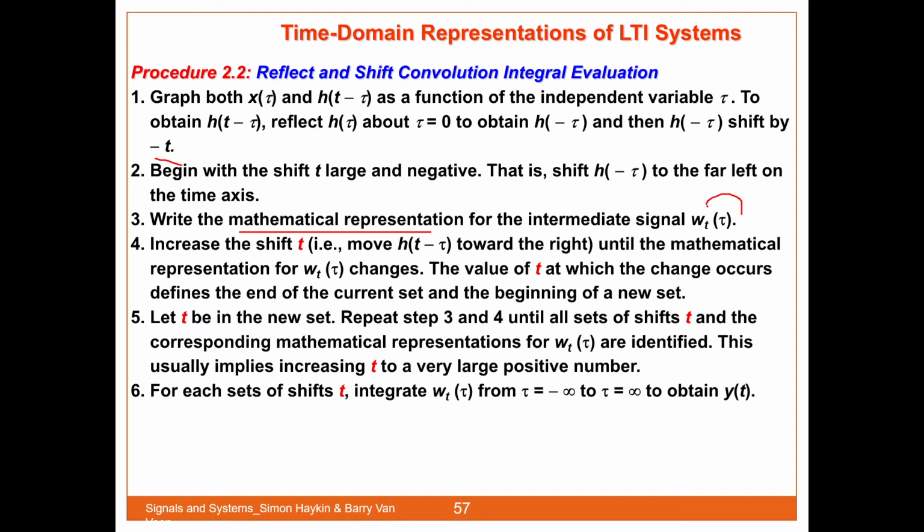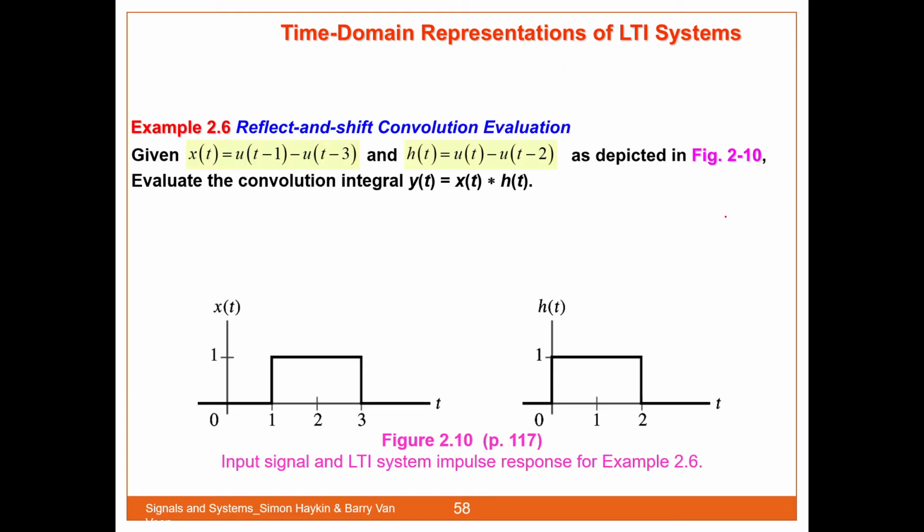And then write the mathematical representations. So at that intermediate signal, we can call it w_t(tau). The variable is tau. And then move it to the right to get several regions. And then we integrate each of them. So this is another equation.